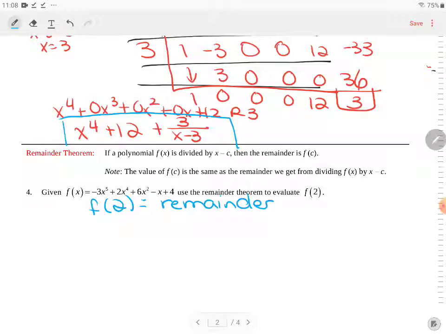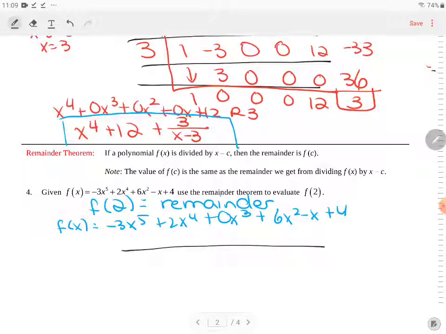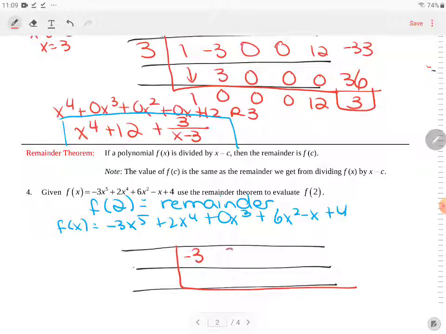Okay, so again, if you notice our f of x, let's rewrite our f of x. It's negative 3x to the 5th plus 2x to the 4th plus 0x cubed plus 6x squared minus x plus 4. Our first step is to do synthetic division. Our coefficients inside are negative 3, 2, 0, 6, negative 1, and 4. And this time you're going to use the 2 because it's given to you.